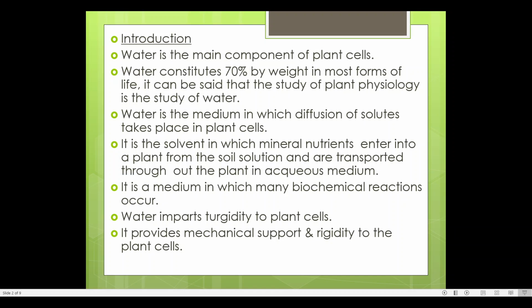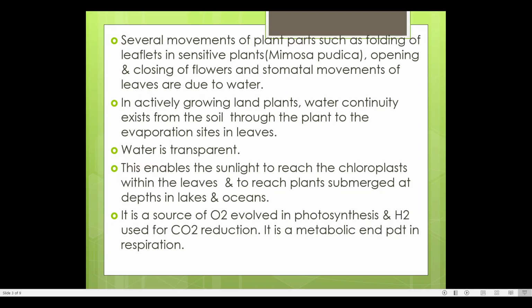It also imparts turgidity to the plant cells. Turgidity is nothing but the vigor or tightness of a cell. So if a cell is turgid only, then the shape of the cell will be maintained, and that turgid nature of the cell is imparted by water molecules. It provides mechanical support and rigidity to the plant cells. So mechanical support as well as rigidity, flexibility, hardness, everything is due to water molecules.